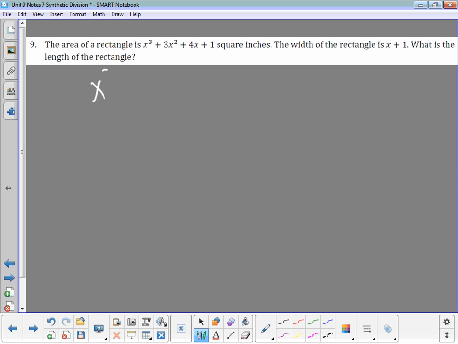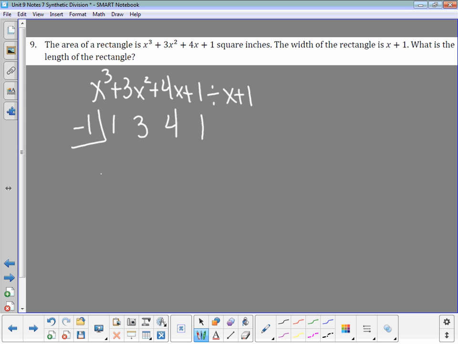We're going to take x cubed plus 3x squared plus 4x plus 1, and we're going to divide by x plus 1. So I'm going to put negative 1 in here, write out those coefficients. We don't need any placeholders because it's going down directly in standard form. First thing I'm going to do is bring down that 1. 1 times negative 1 is negative 1. Add those together, I get 2.